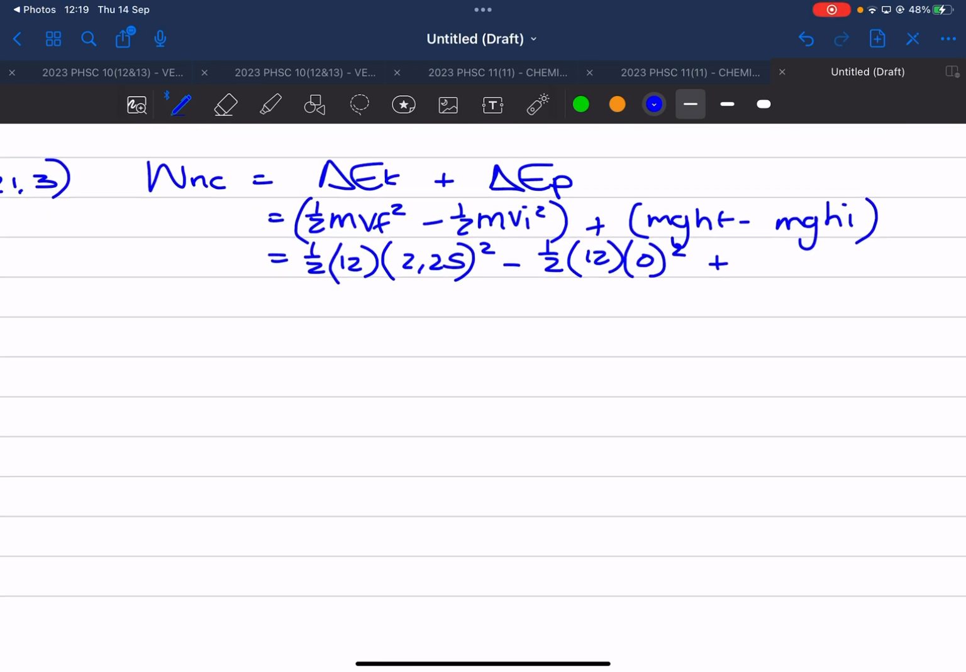Plus, I'm just going to go underneath because I didn't leave enough space. Mass is 12. This is 9.8. The final height is 4.5. And then again, minus 0. Want jou initial height is 0.